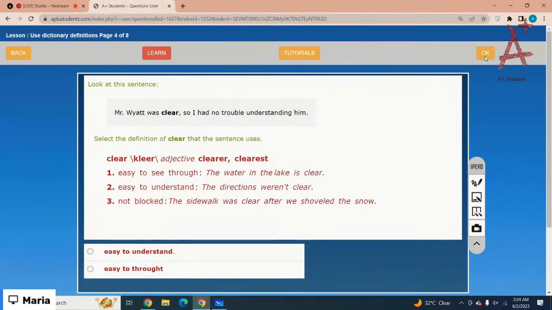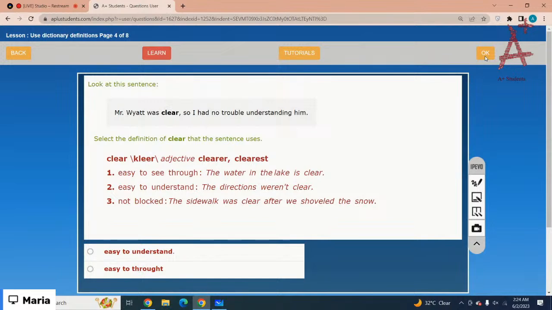Okay, look at this sentence. Mr. Yacht was clear, so I had no trouble understanding him. Select the definition of clear that the sentence uses. You have to look for the definition of the word clear: easy to see through, easy to understand, not blocked. So, which is the meaning of clear here? Which is the meaning of the word clear?